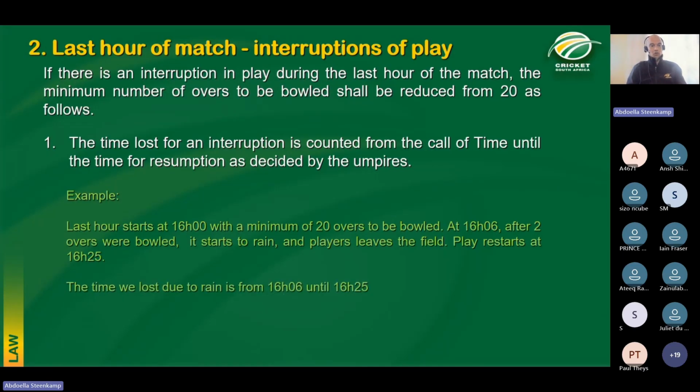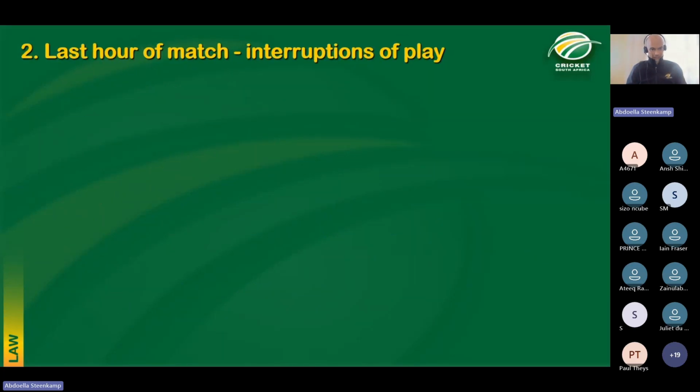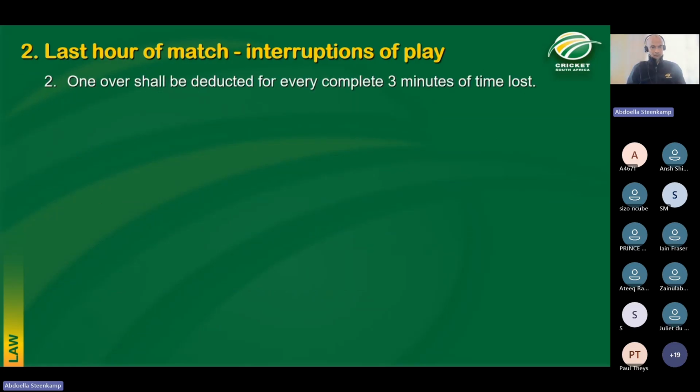So in my example, time lost due to rain was from 16:06, and play will restart at 16:25. So the difference is 19 minutes. That's your first step: calculate how many minutes we lost due to the rain. And then the second step that we need to do is that 1 over is to be deducted for every completed 3 minutes of time lost. 1 over for every completed 3 minutes of time lost.